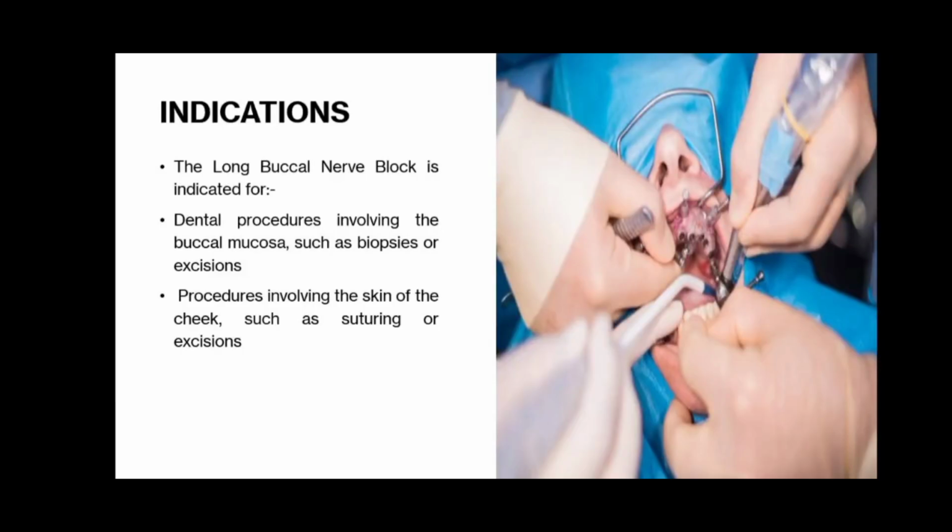The long buccal nerve block is used for biopsies or surgical procedures on the buccal mucosa near the mandibular molars, or surgical extractions of molars when the buccal soft tissues need to be reflected.